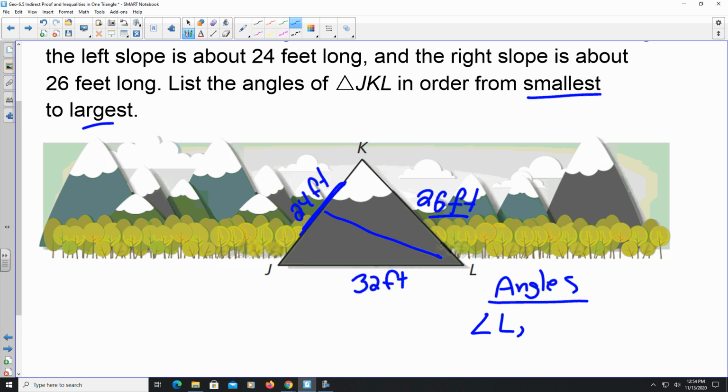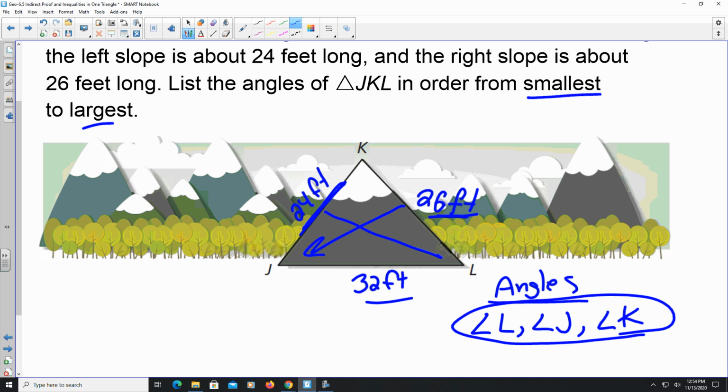Next, I look at my next smallest side measurement, which is 26. I look at the opposite, it's J, so angle J is my next. My largest side measurement is 32. Opposite of that is angle K. So angle L, angle J, and angle K would be my smallest to largest angle measures.